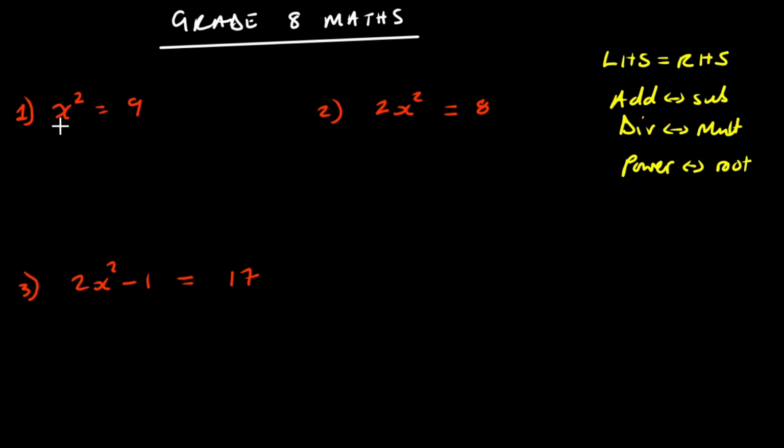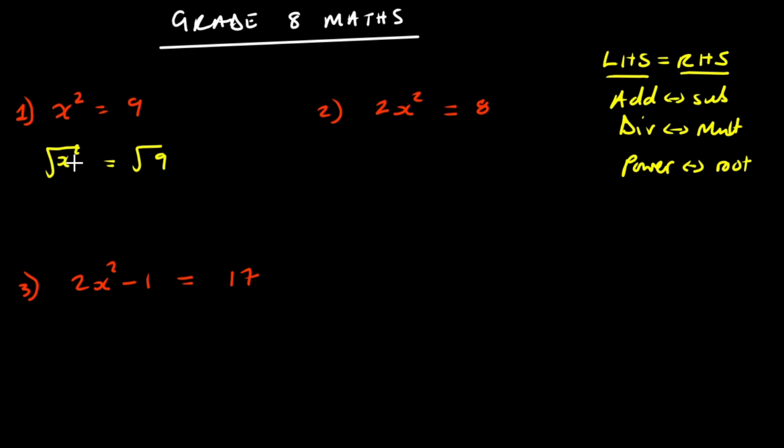When you see a variable raised to a certain power, you need to use the roots. So for x squared, I can say square root of x squared is equal to square root of 9, because what we do to the left-hand side should also be done to the right-hand side. So square root to the left, square root to the right.